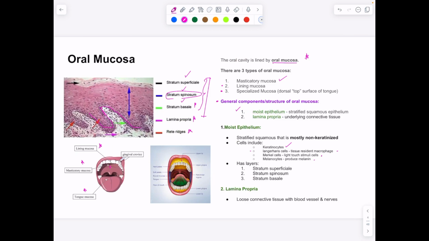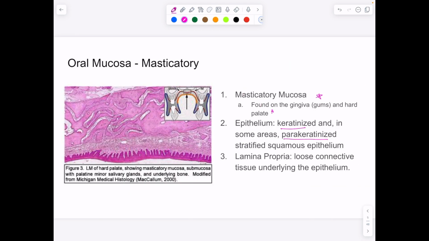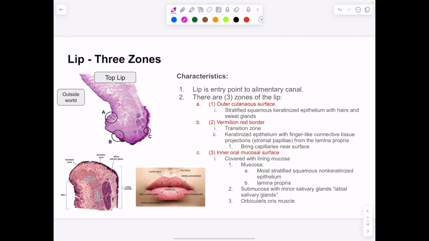All right, so our masticatory mucosa, it's found on the hard palate and the gums, right? So you can see it here in yellow. It is keratinized, and in some areas parakeratinized, stratified squamous epithelium. So parakeratinized is where you actually do have some cells with nuclei on the very top, and then we know keratinized, of course, anuclear cells on the top. All right, and then you have your lamina propria, which is loose connective tissue underlying, of course, the epithelium, and the two of those make up our mucosa.